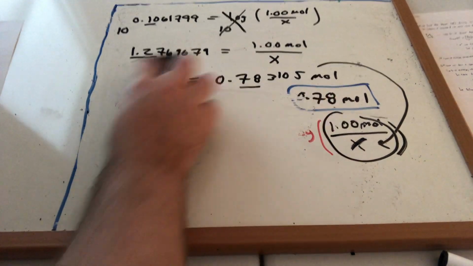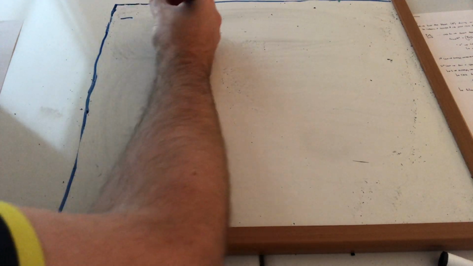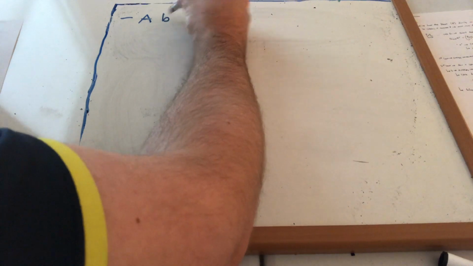Just for one other practice problem here. Let me set this up. Just to show you that any of those things in the Henderson-Hasselbalch equation can be an unknown, all right? So here's another example problem. A buffer is constructed.